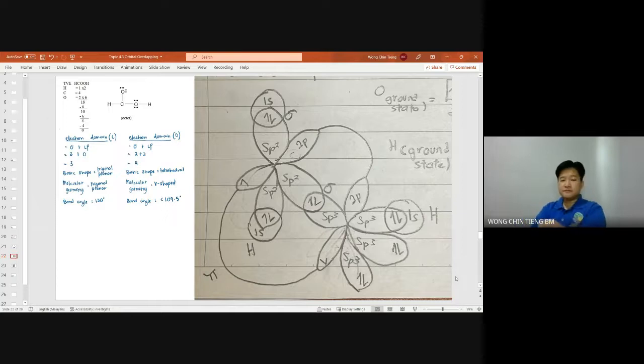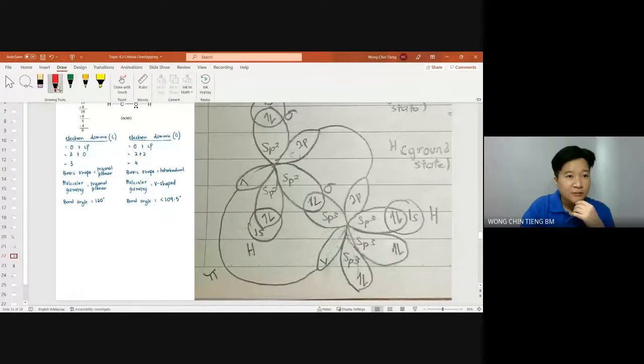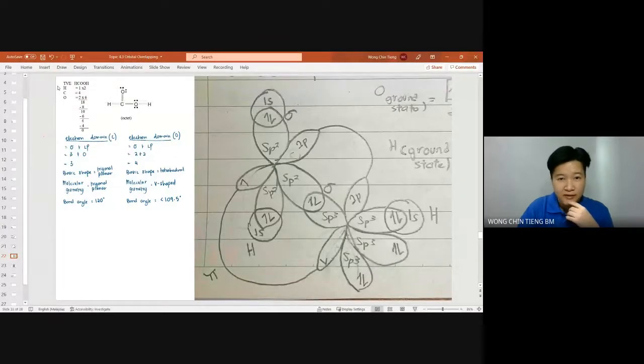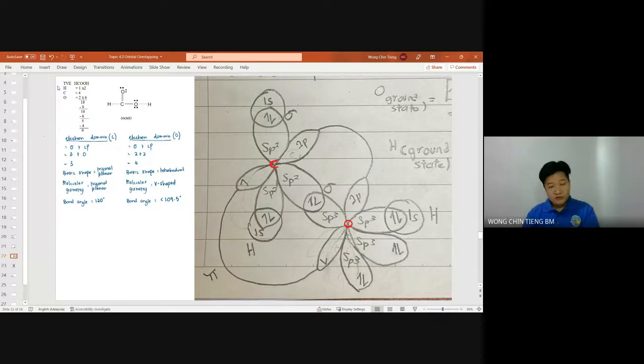Saya jumpa 2. No label for central atom. Okay, so the central atom over here is carbon. The central atom over here is, this one is my oxygen. Oxygen should be linear.